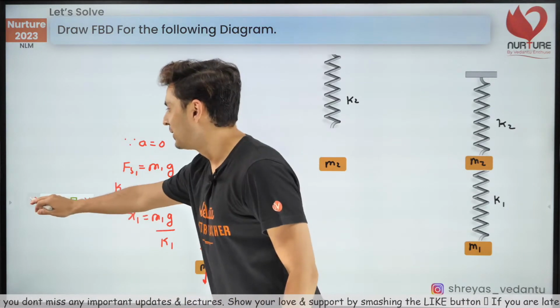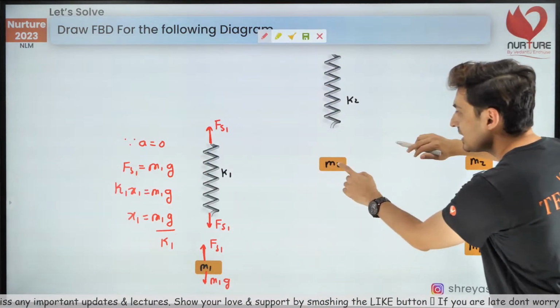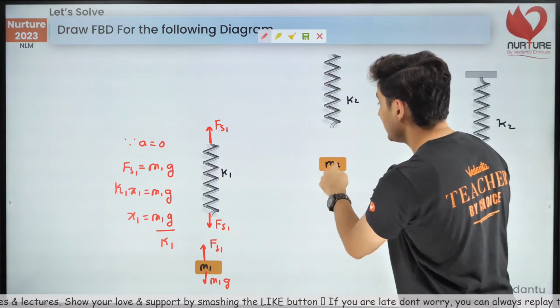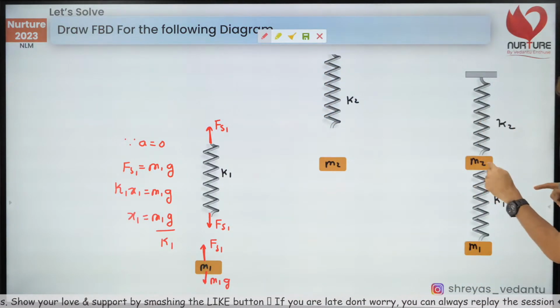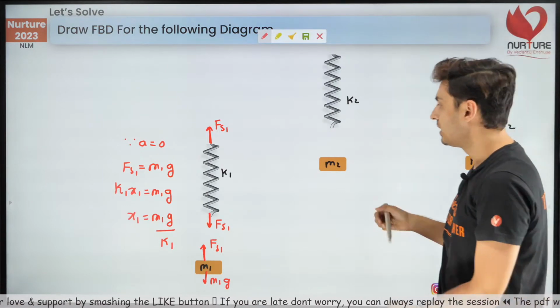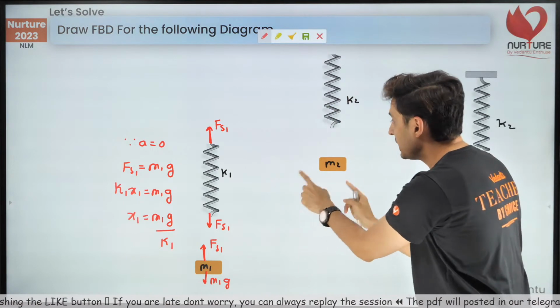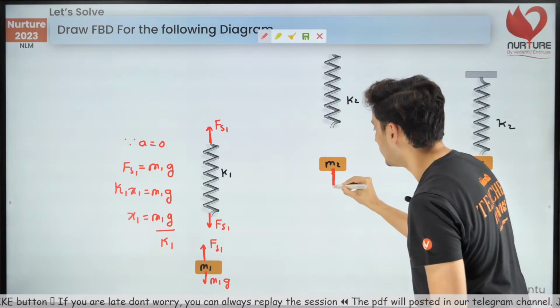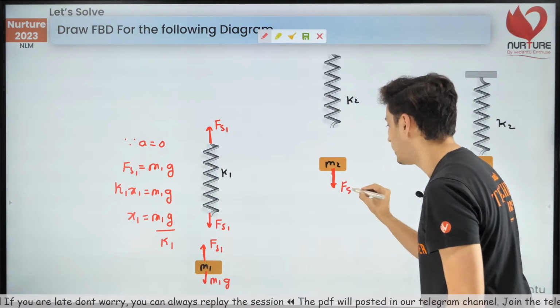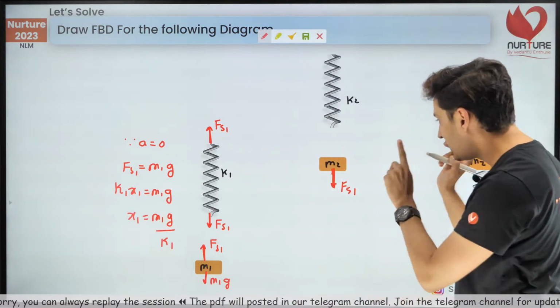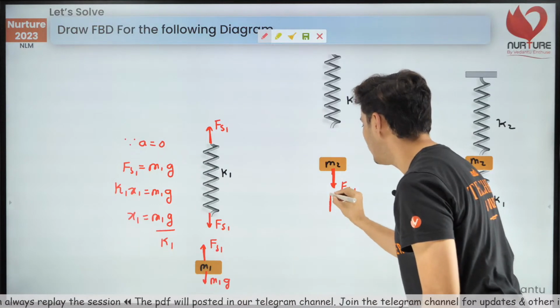Now let's get going to the next part. See, who is applying this Fs1? This M2. Look at this. This M2 is pulling this spring up. So if M2 pulls the spring up, the spring will pull M2 down by the same force, Fs1. So action, reaction.